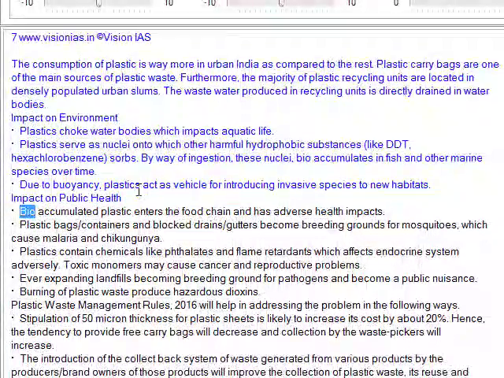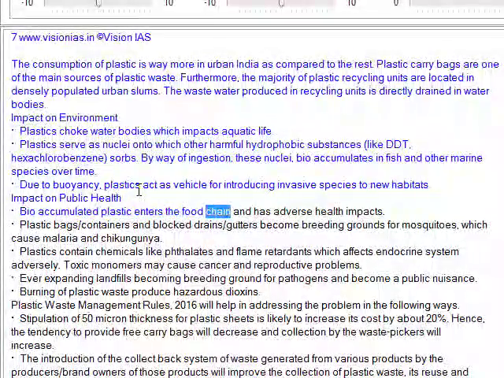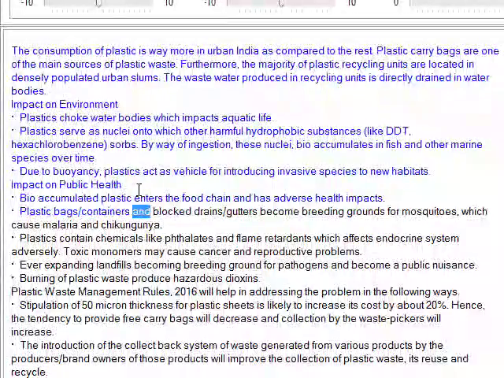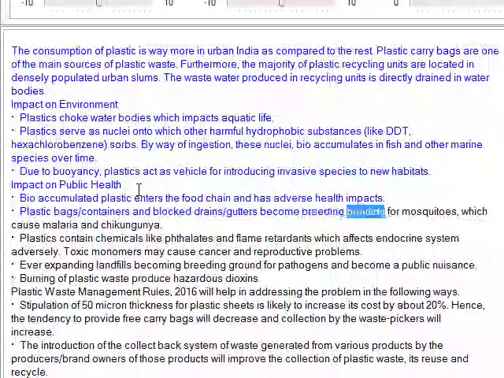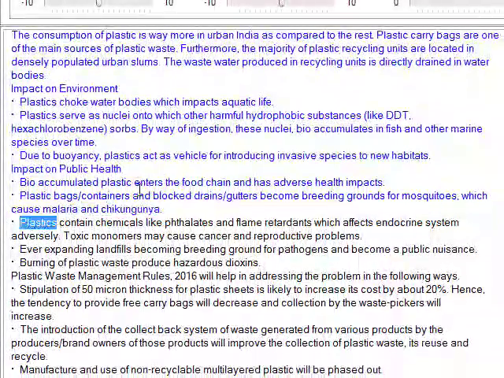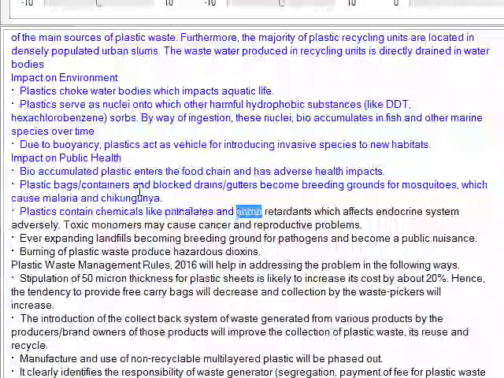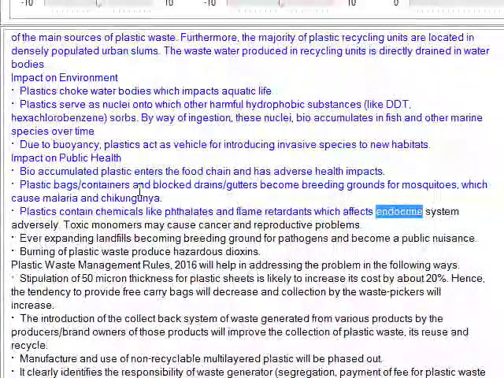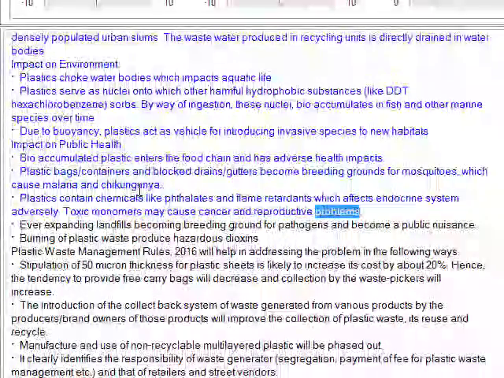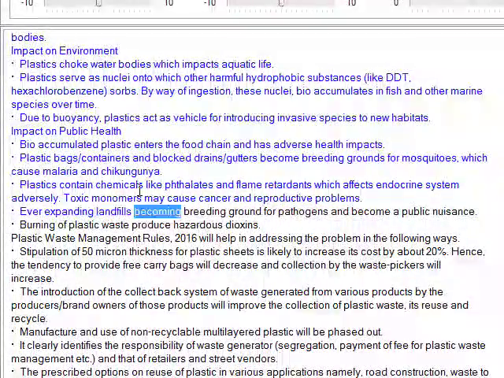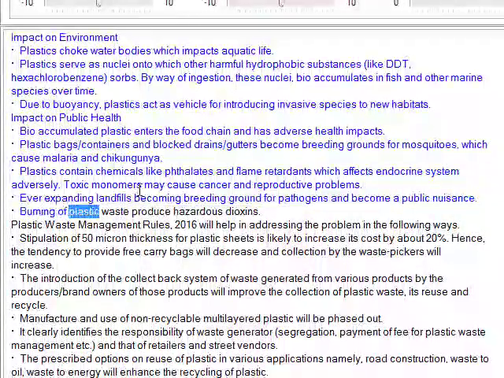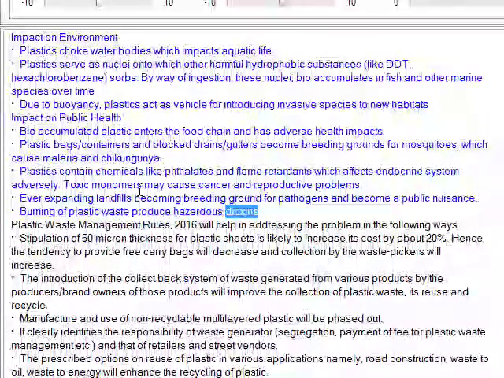Impact on public health. Bioaccumulated plastic enters the food chain and has adverse health impacts. Plastic bags, containers and blocked drains and gutters become breeding grounds for mosquitoes, which cause malaria and chikungunya. Plastics contain chemicals like phthalates and flame retardants, which affect the endocrine system adversely. Toxic monomers may cause cancer and reproductive problems. Ever-expanding landfills become breeding grounds for pathogens and a public nuisance. Burning of plastic waste produces hazardous dioxins.